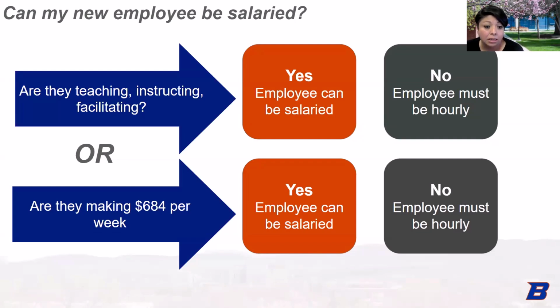Or are they making at least $684 per week? This amount is set to go up, possibly in July and then again in January. This is the threshold that is set by the Fair Labor Standards Act. It went up to $684 from $455 January 1st of 2019. So we've been there for about 5 years, and we will see an increase coming. If they make $684 prior to any taxes or deductions, then that employee can be salaried.